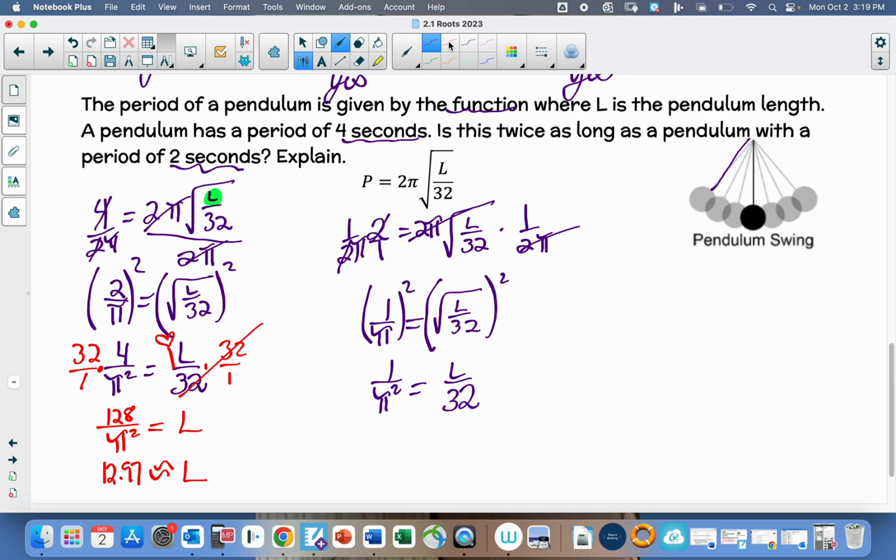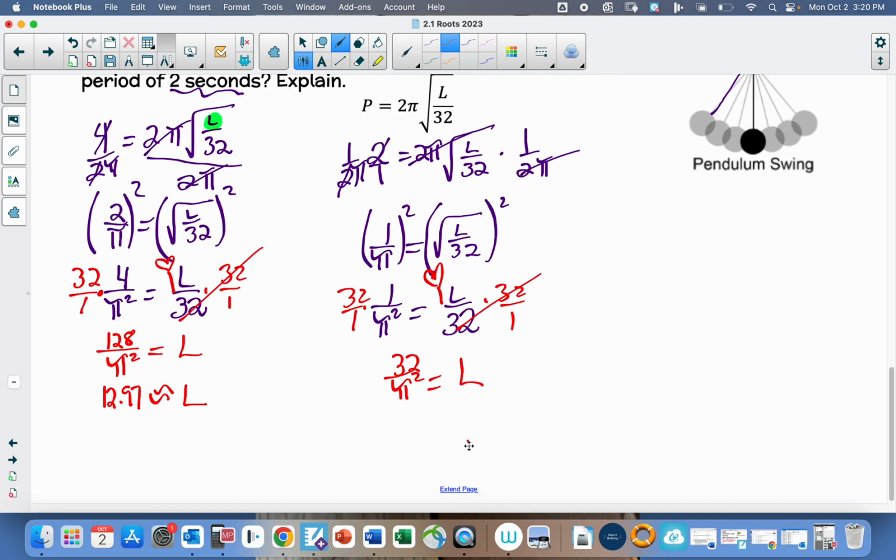And now, again, think of this as a lever. To get rid of the 1 over 32, I'll multiply by 32 over 1. And that gives me L equals 32 on the top and pi squared on the bottom. Okay. Well, if I approximate that and put 32 divided by pi squared in my calculator, I get 3.24 approximately.